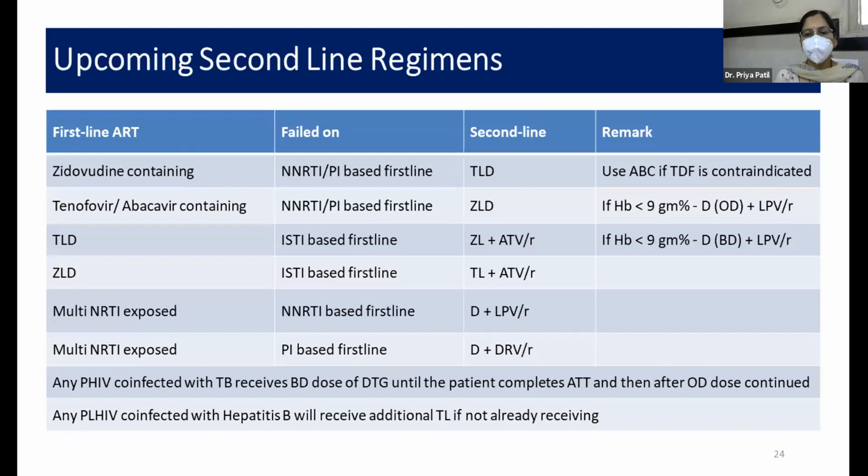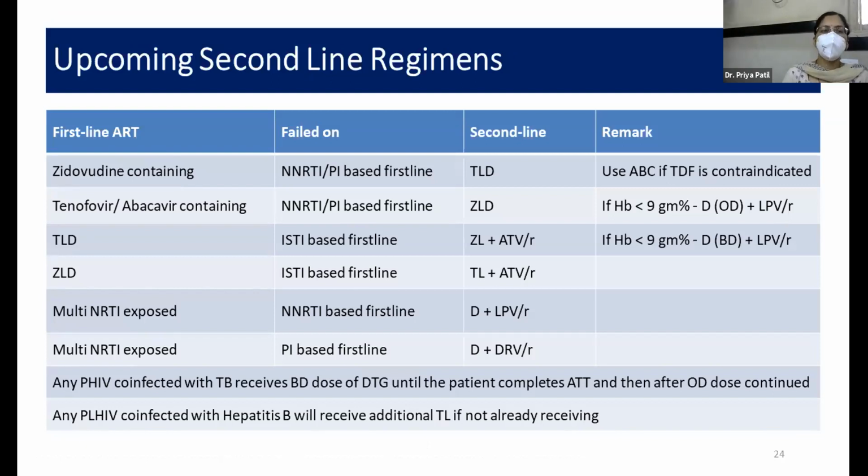Now, I just want to show this slide here, but you might get confused. So this is not going to be implemented until a slightly later date, but just for your knowledge, this shows what will be the upcoming second line regimens in different situations.